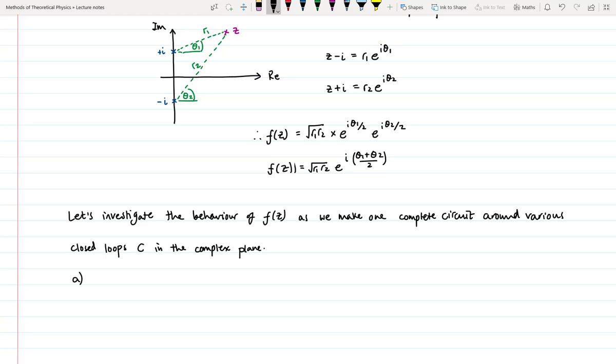First of all, let's consider some closed loop C that encloses neither of what we suspect will be branch points. I'll do a little diagram here. We have the points plus i and minus i. In this first case, we're going to consider a loop that doesn't enclose either of them. So it might look something like this, where this is C.